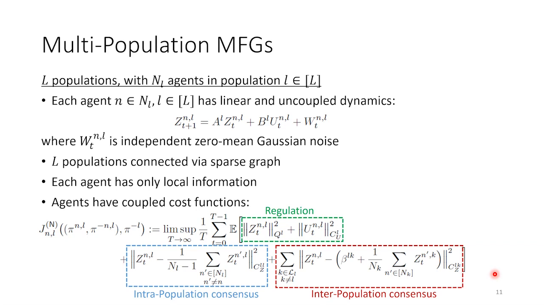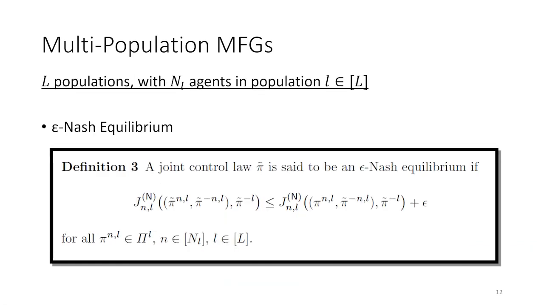This gives you the freedom to define your populations. If you want to have a difference of opinion with agents in the other population, then you can have this beta term. So there is consensus, or even dissensus, which means there might be some difference of opinion from agents in different populations. That's the basic idea behind the heterogeneous, or multi-population, mean field game. Any questions regarding that? Okay, sounds good. Now we move on to epsilon Nash equilibrium.